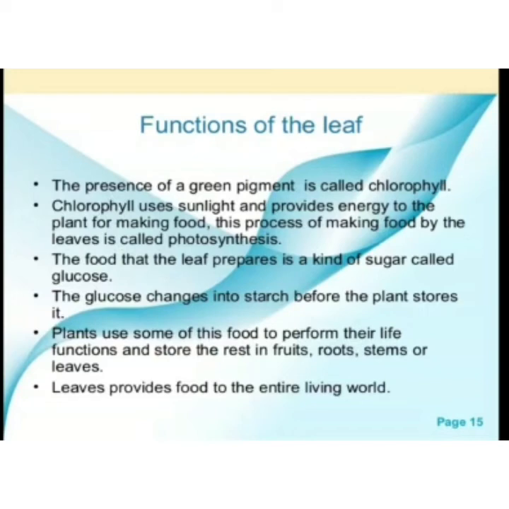The food that the leaf prepares is a kind of sugar, which is called glucose. Then the glucose changes into starch before the plant stores it. The plant cannot store the food that the leaves make in that form only, so they convert that glucose into starch and then store it.